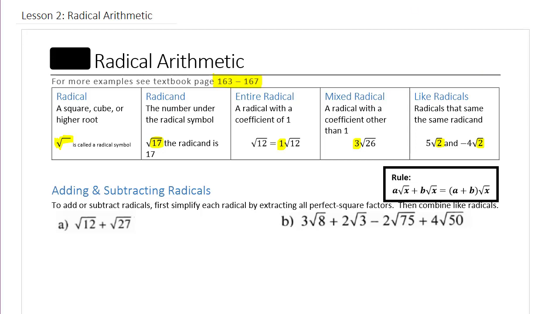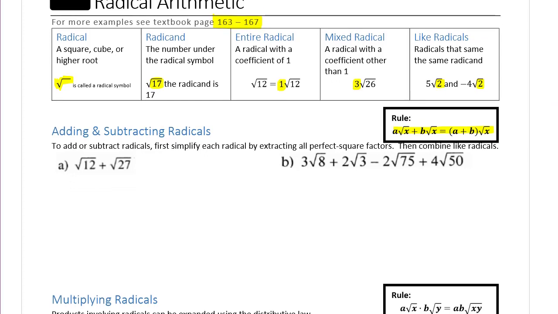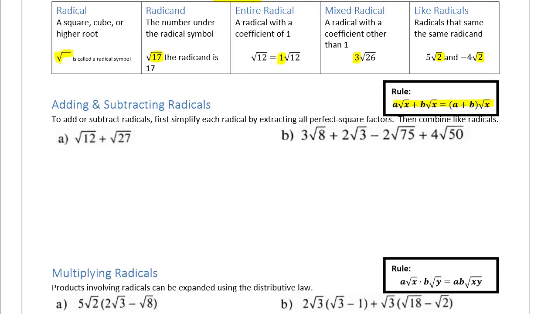So why is that important for today? It's important because of this rule right here. This rule says if I have the same number or same value, same variable, same term underneath the radical, I can add the coefficients. So we're going to walk through a few examples here and show you how we can do some of these questions. All right, so let's start on these first couple guys here.